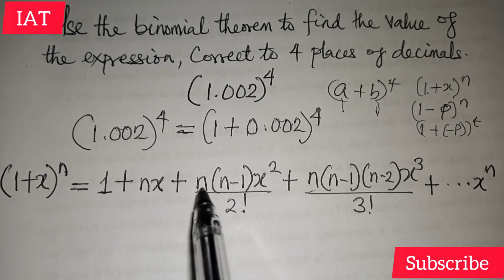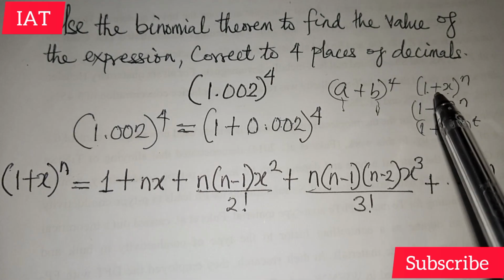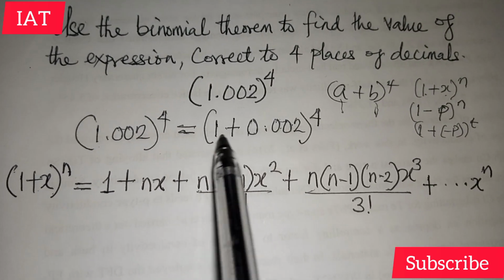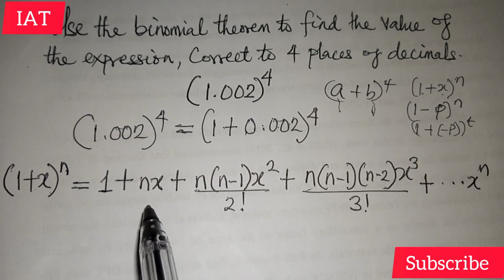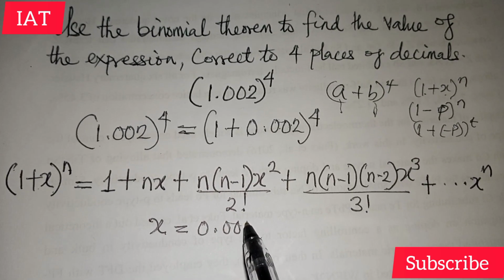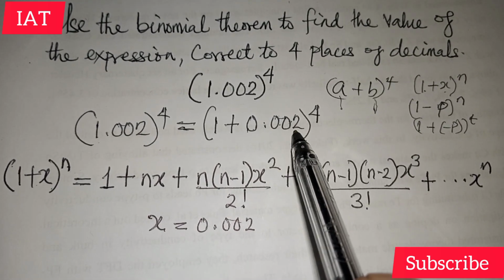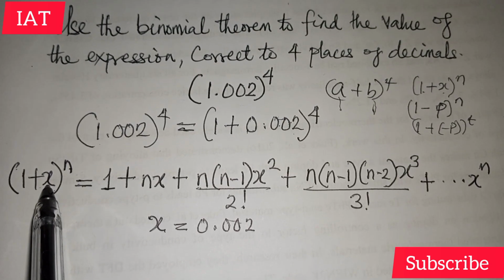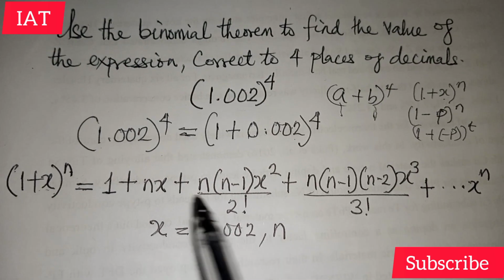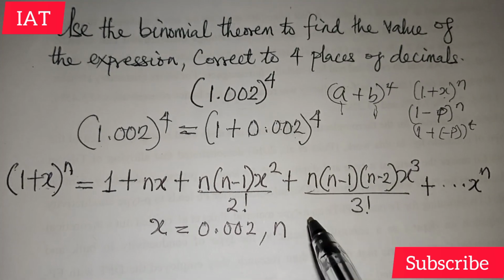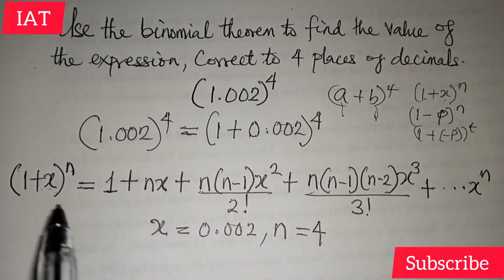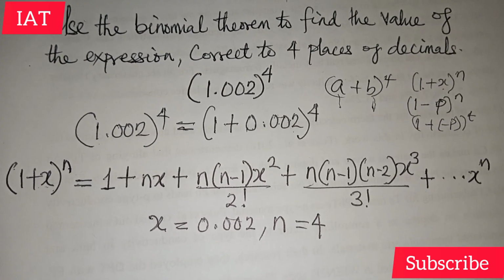All right, so with this formula, comparing it with 1 plus x to the power of n, you could see that the value of x here is 0.002. That is to say 0.002 is taking the position of x, and then n is taking the position of 4. 1 is still the one you're having here. So that means this is enough for us to be able to carry on our tasks.